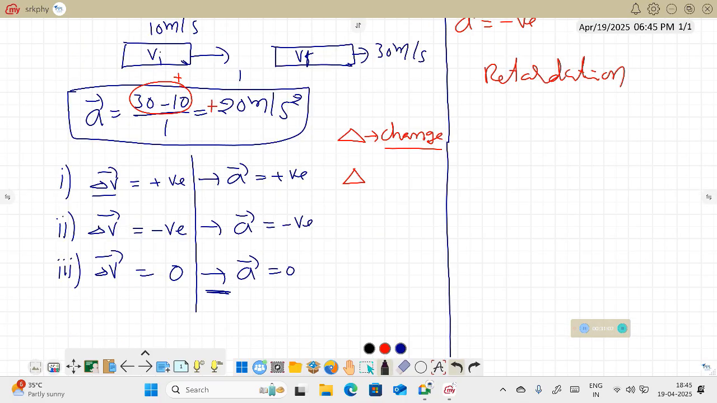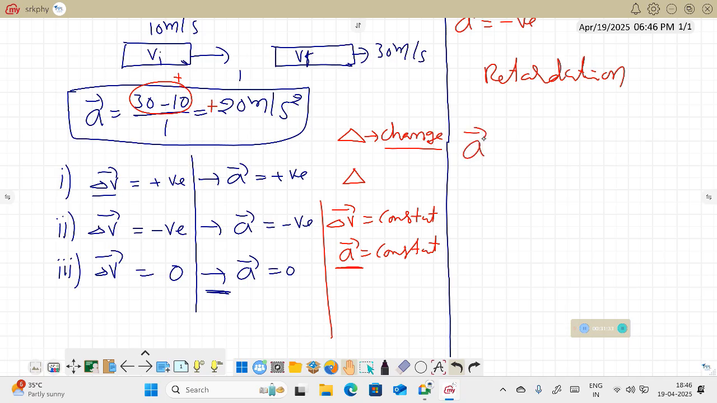So what are the main points here? If the change in velocity is positive, acceleration is positive. Change in velocity negative, acceleration is negative. Change in velocity is 0, acceleration is 0. Suppose the change in velocity is constant, meaning the same value all the time. In this case, acceleration is also constant. If the acceleration is constant, that is called uniform acceleration.